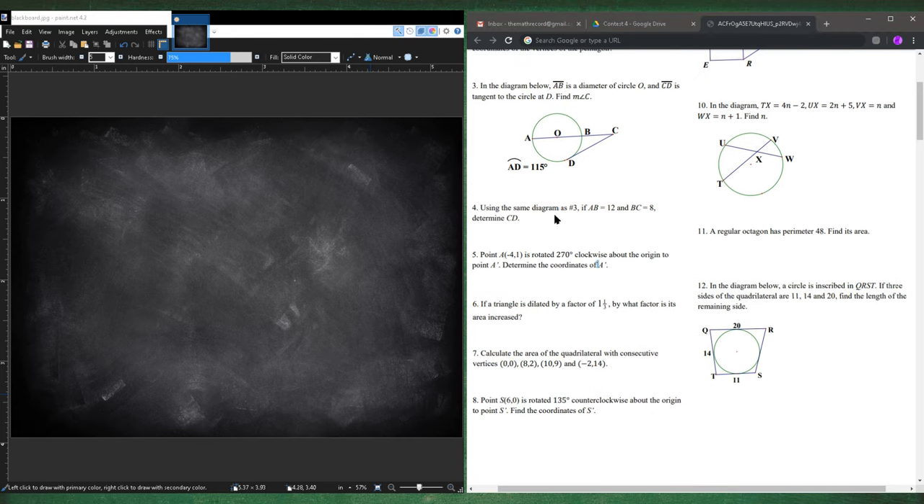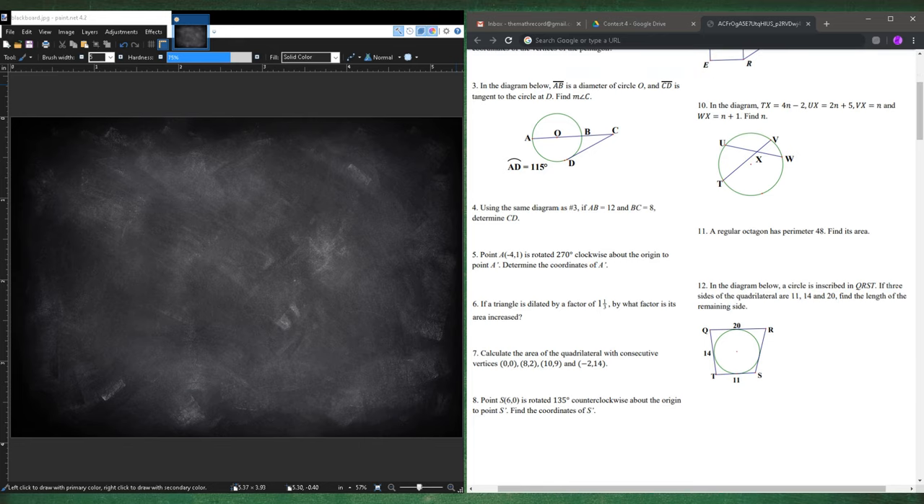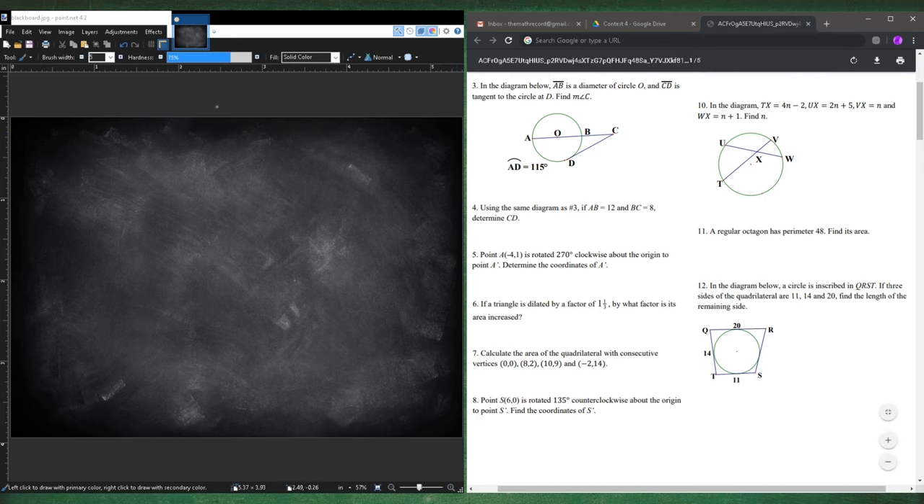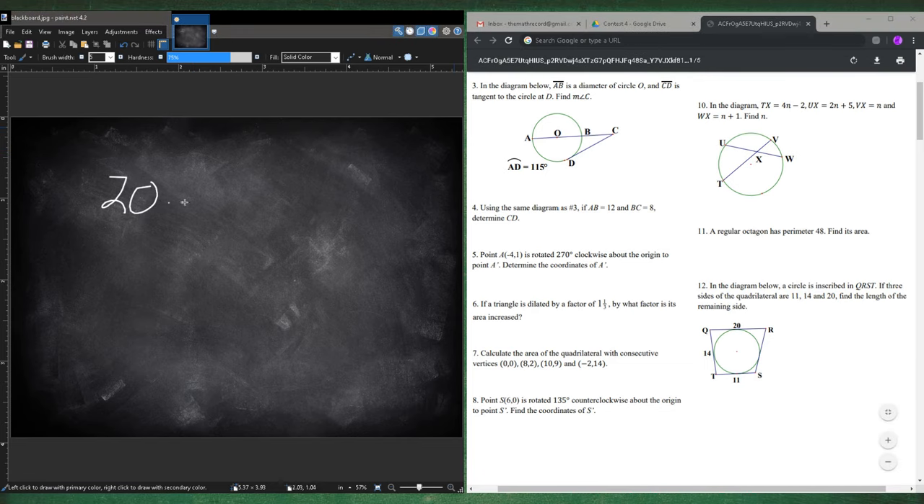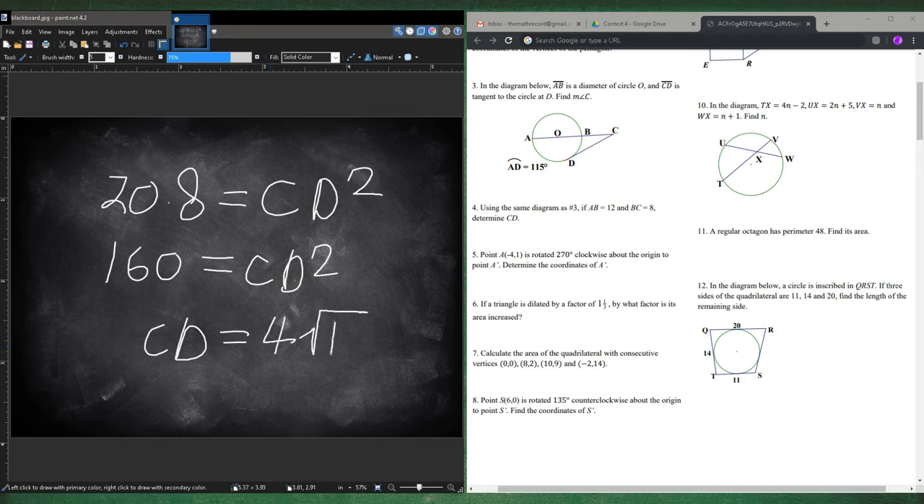Question 4. Using the same diagram as number 3, if AB is equal to 12 and BC is equal to 8, determine CD. To find the value of CD, it's also just like an inscribed angle, secant-tangent property. So what you do is you have the line AC, which is AB plus BC, which is equal to 20, times BC, which is equal to 8, is equal to CD squared, basically. So then you have 160 is equal to CD squared. So the length of CD is 4 square root 10.